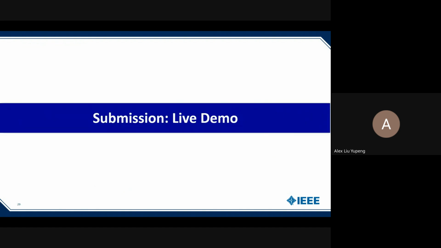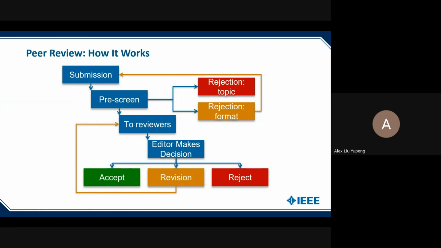All right, so live submission, we'll do a live demonstration. But before that, let me quickly go through the peer review process. After the paper is submitted, there is a pre-screening just to make sure the topic and format is what the journal is looking for.